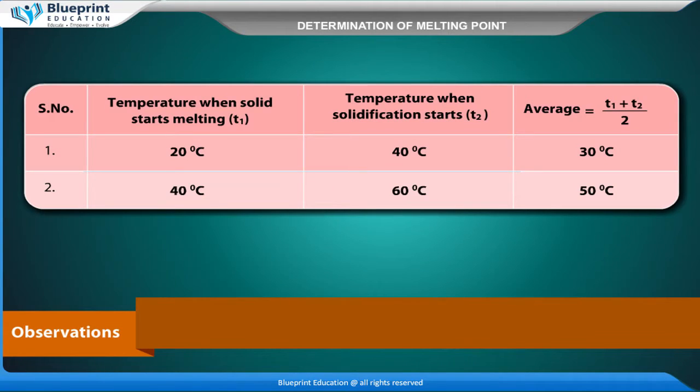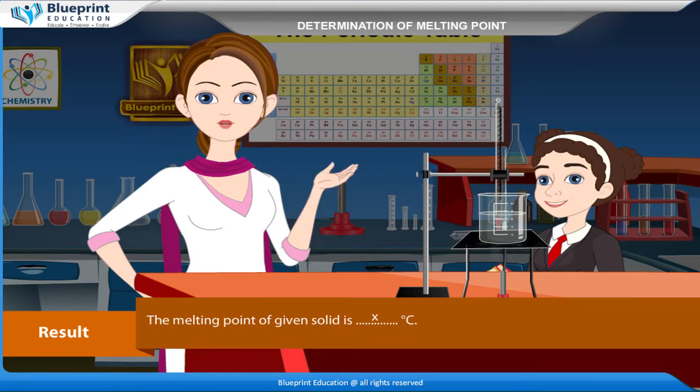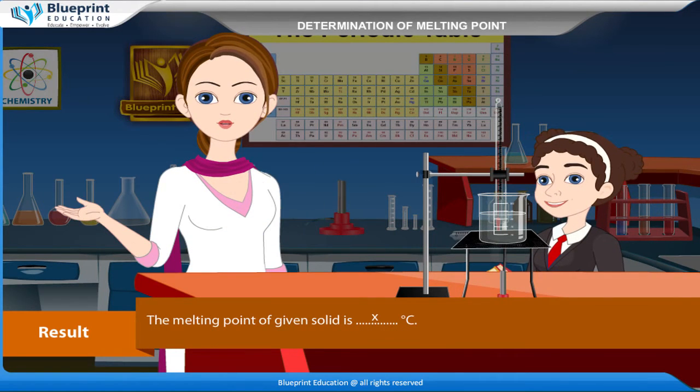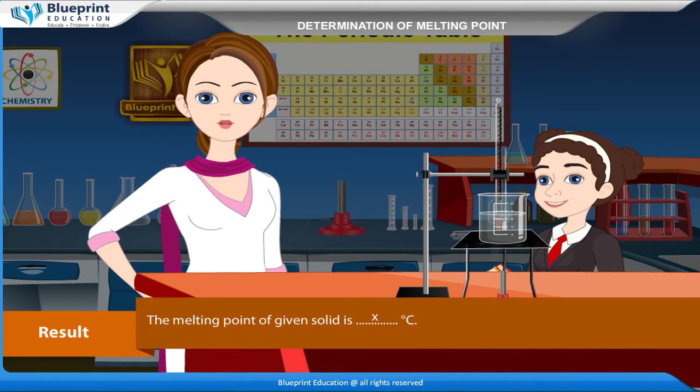Observations. Serial number. Temperature when solid starts melting, T1. Temperature when solidification starts, T2. Average is equal to (T1 plus T2) divided by 2. Result: the melting point of the given solid is X degrees Celsius.